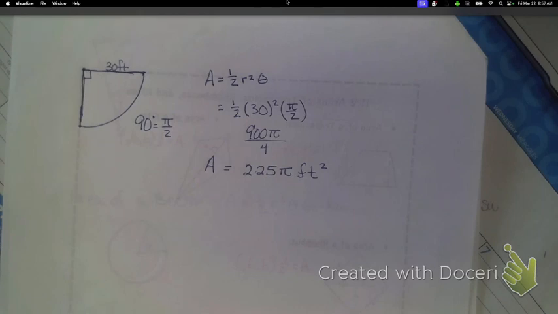So, can these be hard? The hardest part is going to be drawing your picture, because the formulas are not hard.